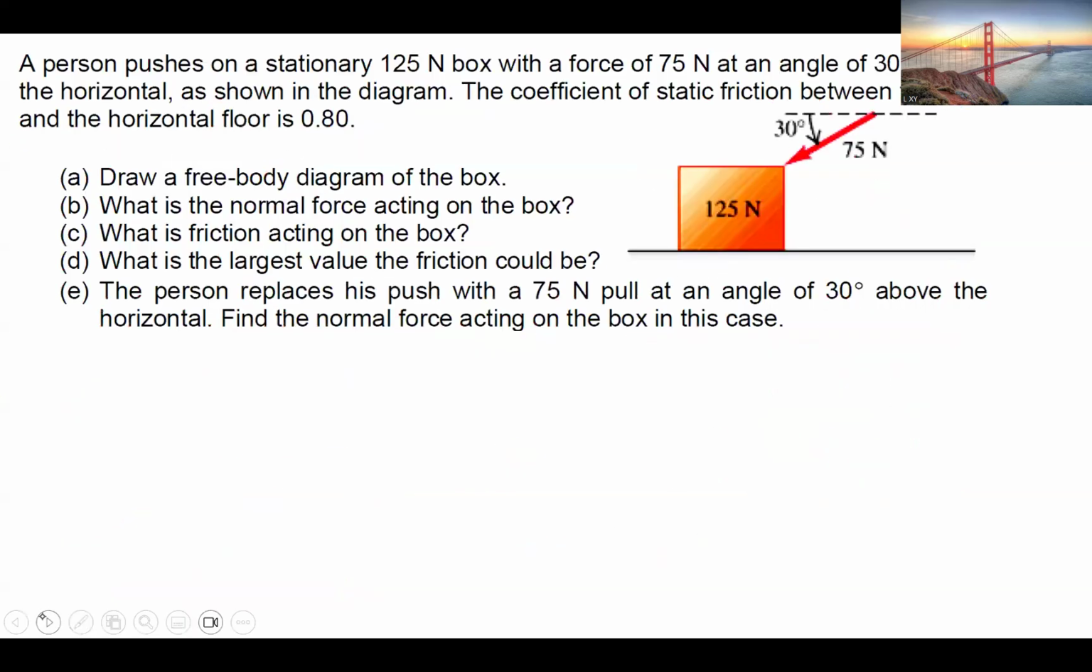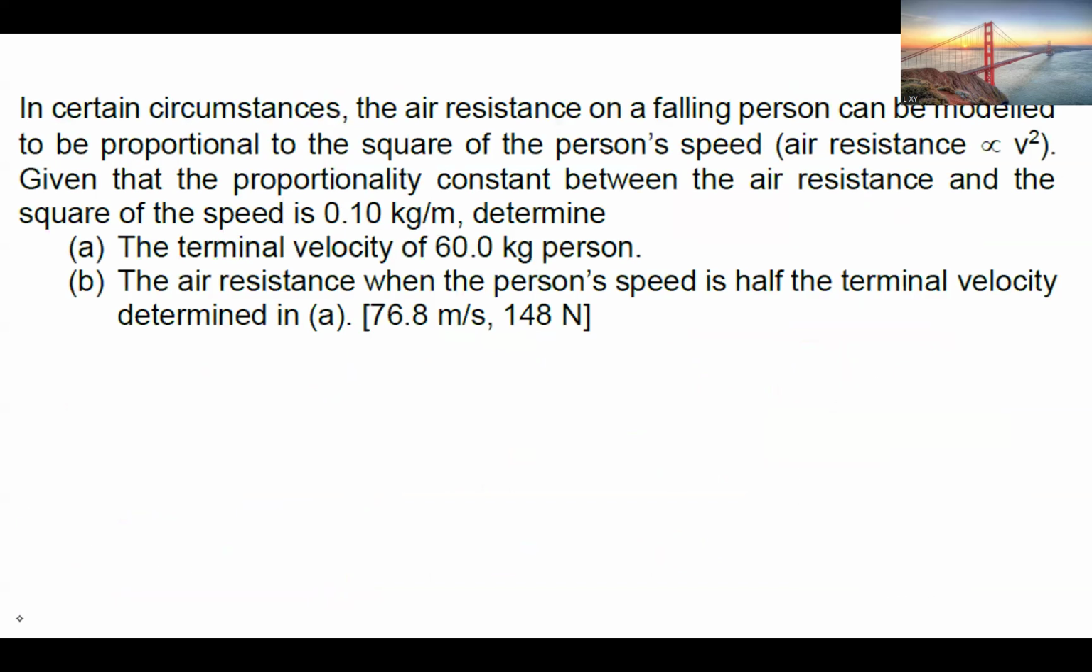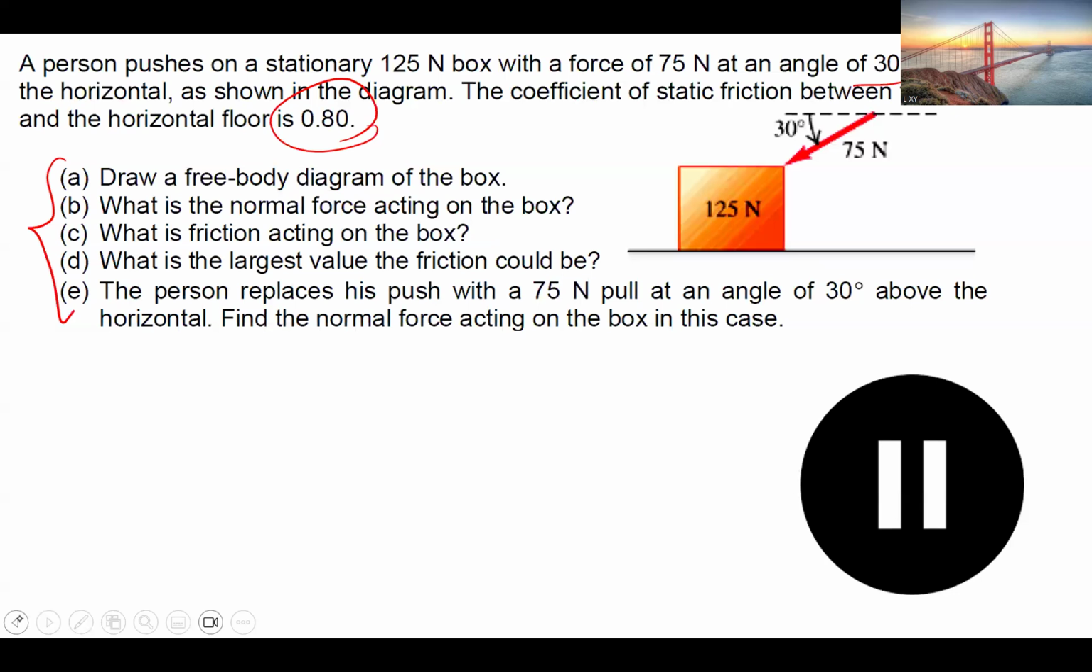Next question. If a person pushes a stationary 125 Newton box with a force of 75 Newton at an angle of 30 degrees below the horizontal, it looks like this in the figure. The coefficient of static friction between the box and horizontal floor is 0.8, and they tell us to find A, B, C, D, and E. So let's pause the video and think about it for a little bit before continuing.